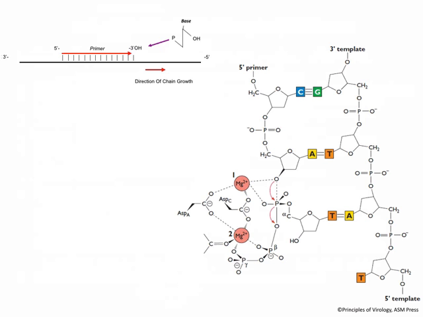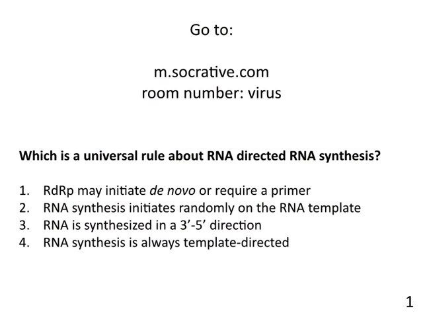So we'll see where these metals are located in a moment, which is a universal rule about RNA-directed RNA synthesis. 1, the polymerase may initiate de novo or require a primer. 2, synthesis initiates randomly on the template. 3, RNA is synthesized in the 3' to 5' direction. And 4, synthesis is always template directed.